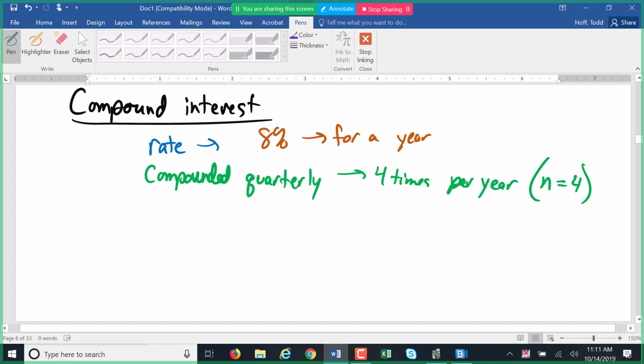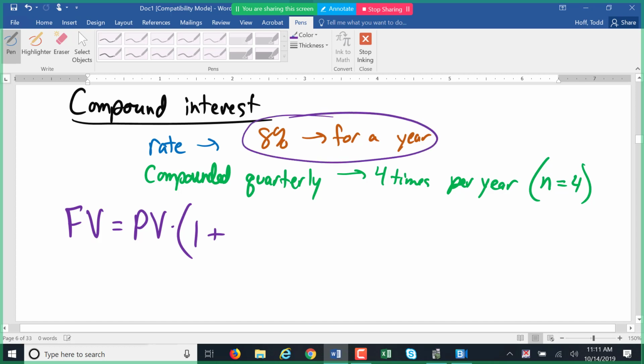So the formula for compound interest is the future value, the value in the future, is equal to the present value times 1 plus. Now again, our rate of increase per period is not the annual rate, it's the adjusted annual rate. So it's the rate divided by the number of periods in a year. So R divided by N. And then the number of years has to be adjusted by the number of periods in a year. If it was quarterly, that means there's 4 periods in a year. So the number of periods is N times T.